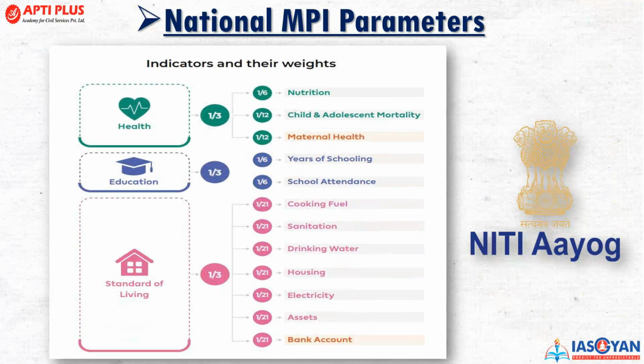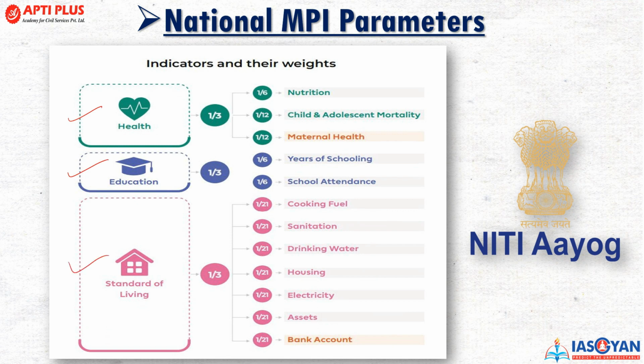Now, what are the indicators and parameters by which NITI Aayog comes to a conclusion? The parameters are very important. They have been frequently asked in examinations, be it the civil services examination, CAPF or CDS examination. UPSC has been frequently asking about these parameters, right? So make sure you're thorough with all the parameters and learn all of them. There are three broad categories upon which the parameters are based. The first is health, second is education, and third is standard of living.